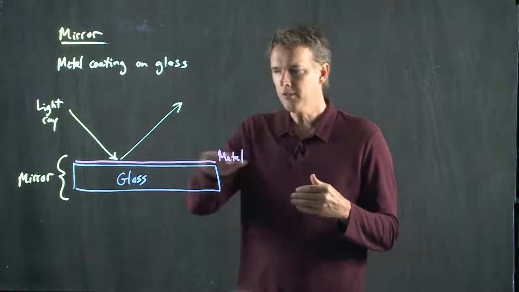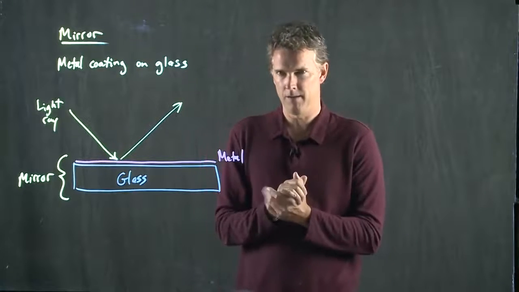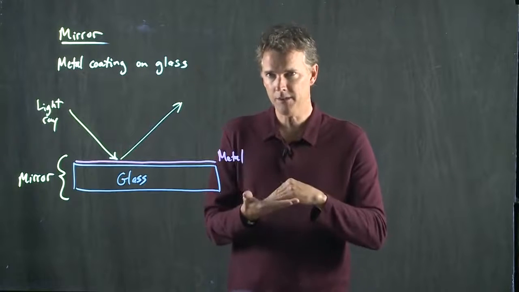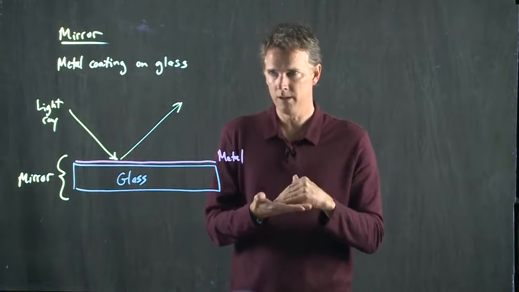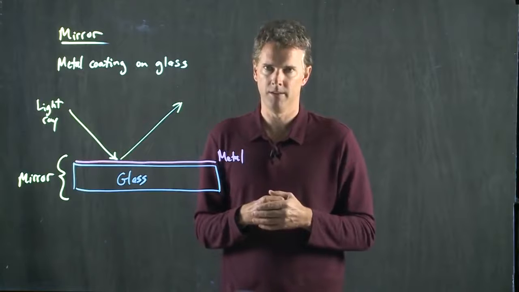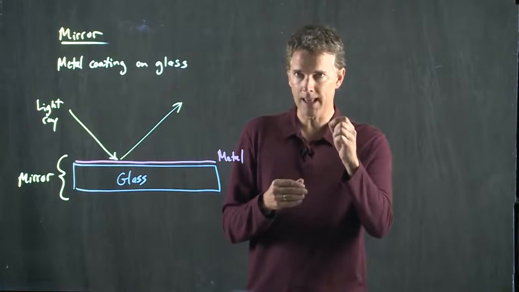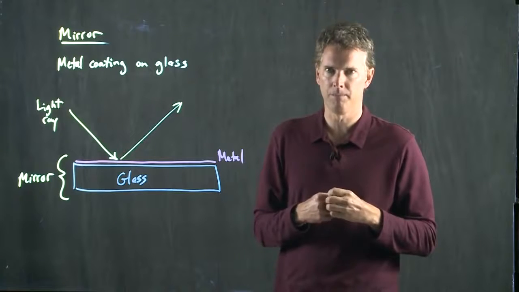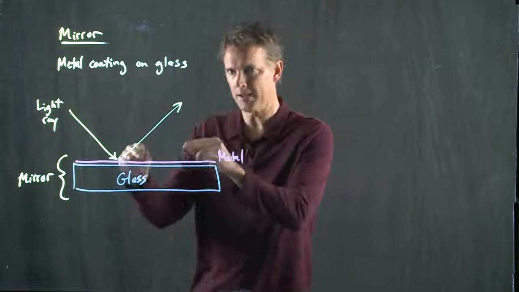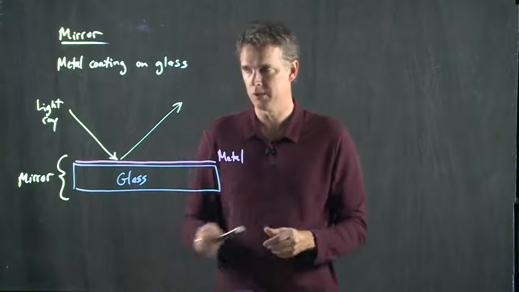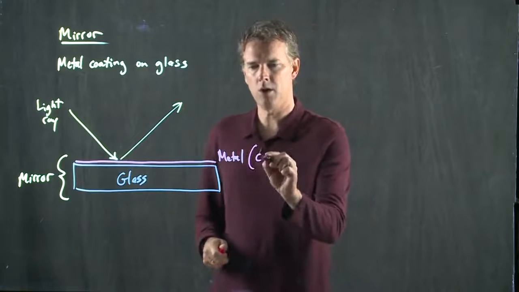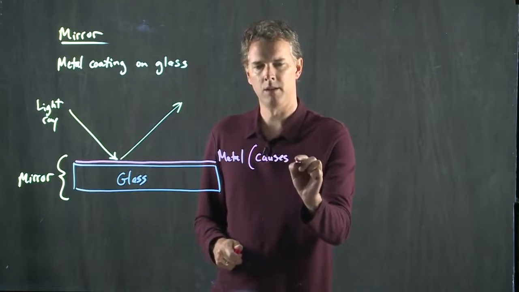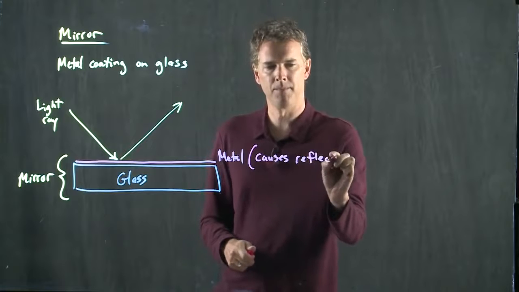Okay? This is why you have to have metal there. If you have an insulator, like a piece of wood, it doesn't reflect the light ray. And that's because those little charges in the wood can't move quite as easily as the charges in the metal. So the metal is, in fact, what does the reflection. Metal causes that reflection to happen.